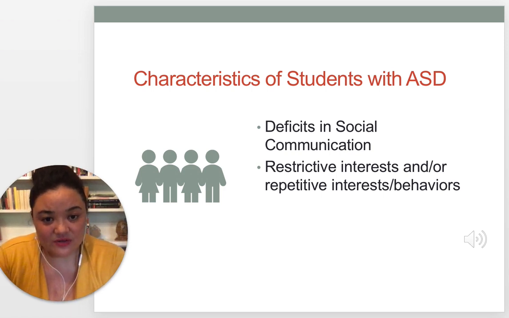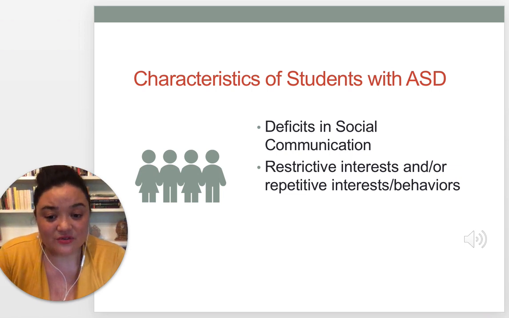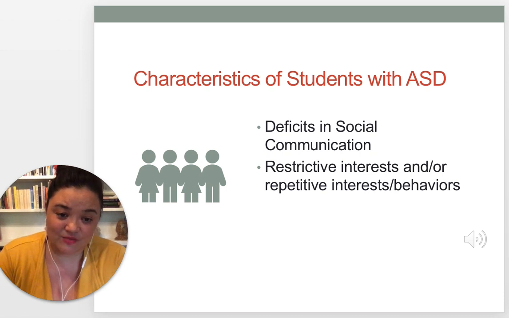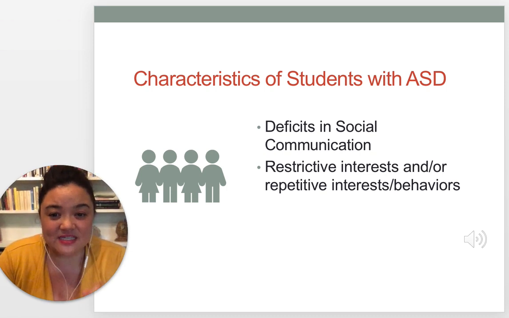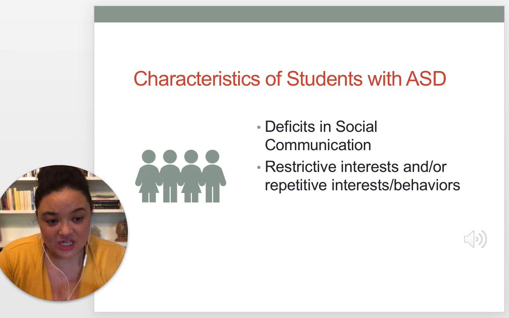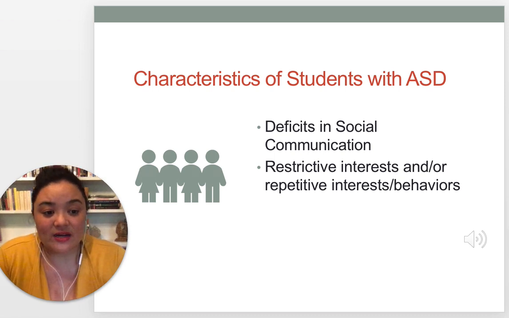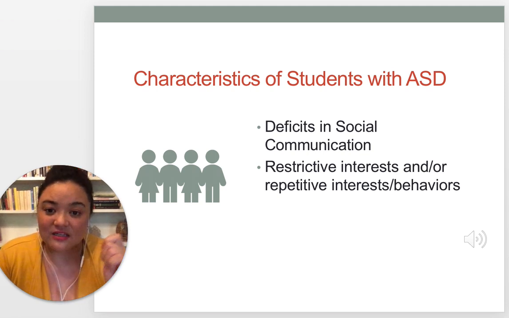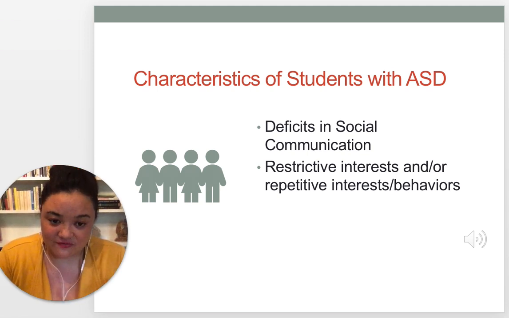Now, I do want to stress that because this is considered a spectrum disorder, students' behaviors vary across individuals. So they do have the commonalities of having deficits in social communication, but what these deficits look like for one child may not be the same for another child. All right. And that's the same with restricted interests and repetitive behaviors. They look different across each individual.